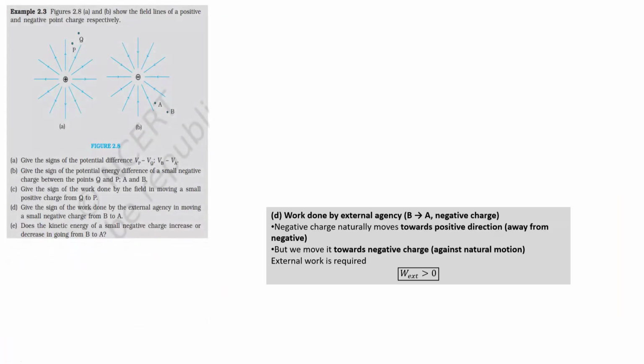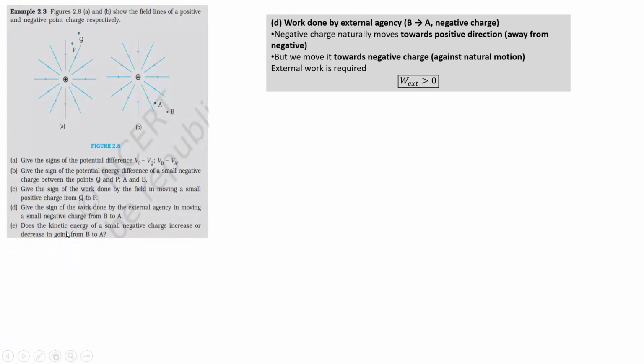Okay. Now, we'll go for the second part, that is part D. Give the sign of the work done by the external agency. Please note, previous case was by the field. Now by the external agency in moving a small negative charge from B to A. I'm moving the charge from B to A. What type of charge? Negative charge. And what is the charge here? This is also negative. And you have to find out work done by the external agency.